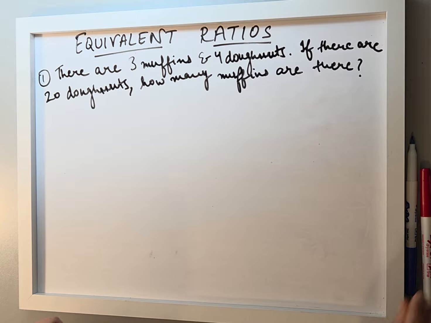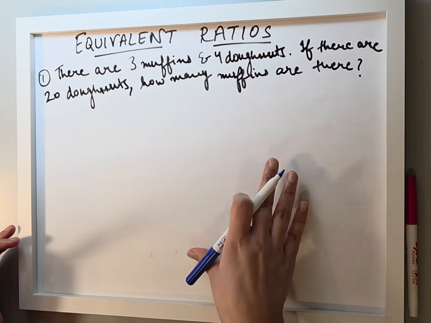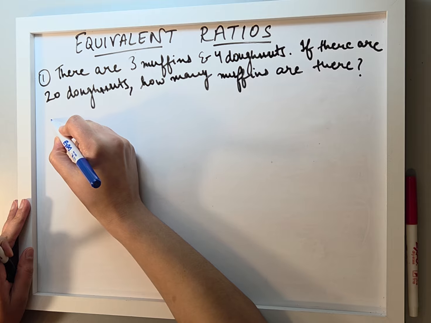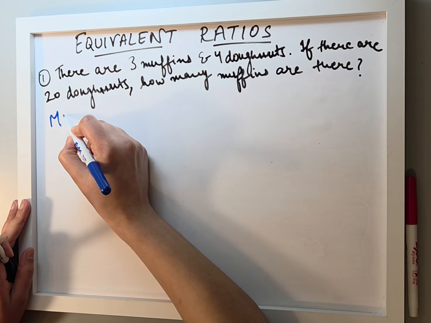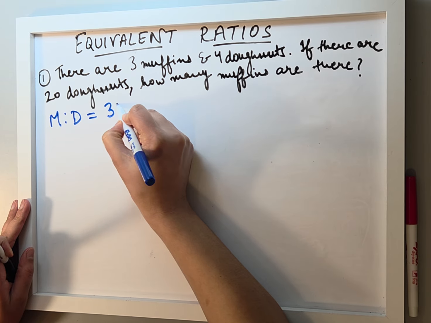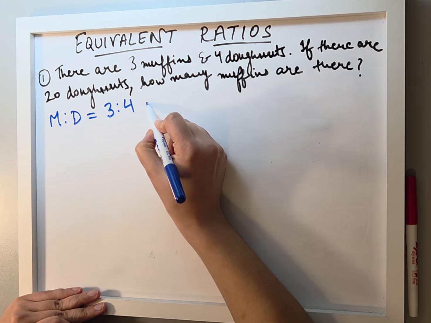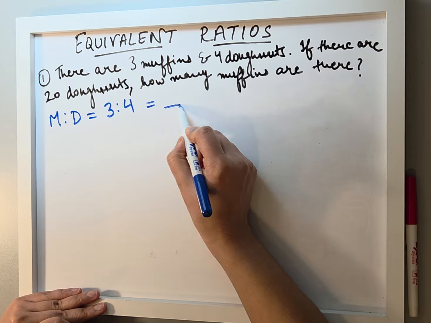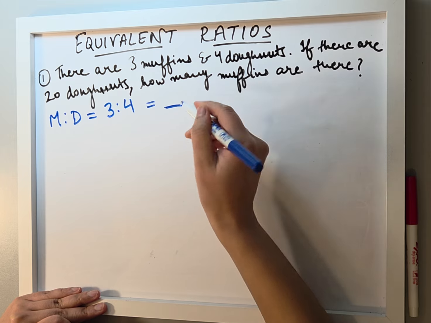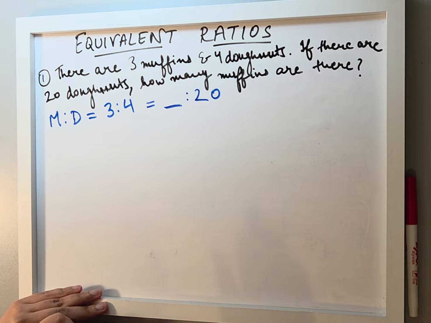Okay. So first of all, how do we identify it's an equivalent ratios problem? They are comparing two things. I'm representing muffin by M and donut by D. So whenever there are three muffins, there are four donuts. And if we don't know how many muffins there are, we have to find it. The first number represents muffins, so I'm putting a blank because we don't know. How many muffins should be there if there are 20 donuts?